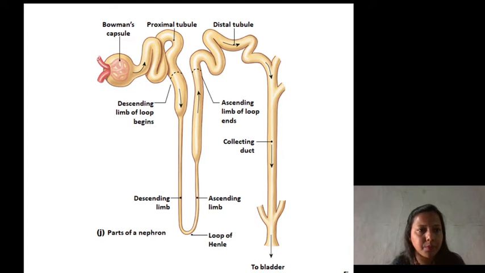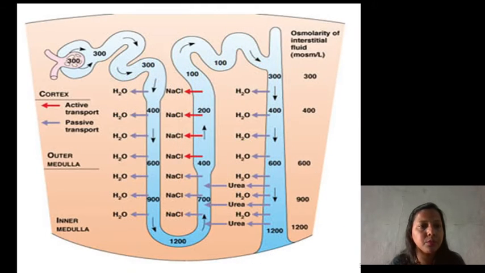Through the Bowman's capsule to the glomerulus, there is a filtration of blood, meaning urine is formed. When that filtrate runs through the PCT, loop of Henle, and DCT, there is a reabsorption of water and salts in a specific way. So when water gets reabsorbed through the loop of Henle, it is absorbed in a specific manner and it is called countercurrent exchange. It is also known as the countercurrent multiplier theory.